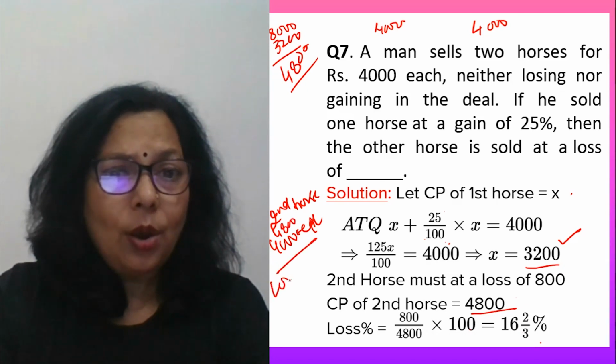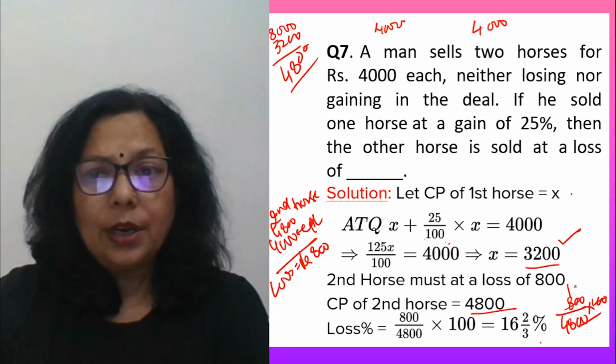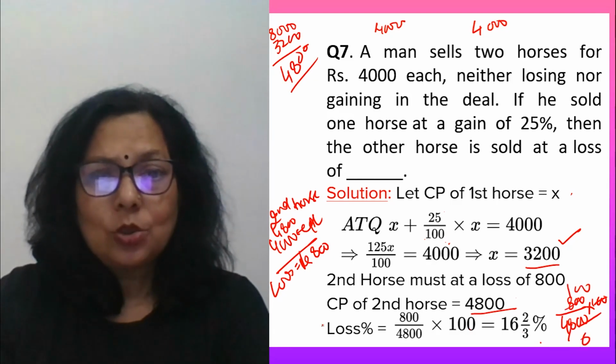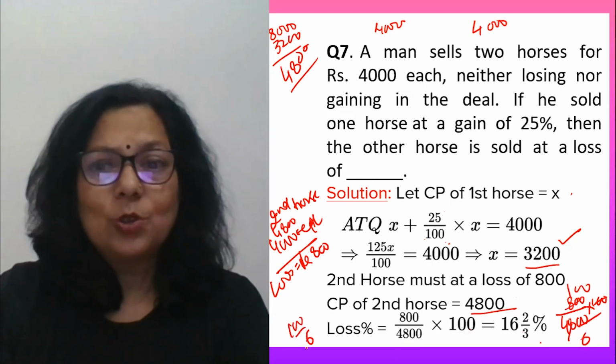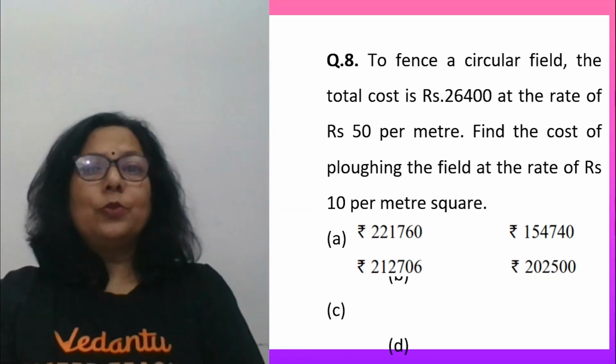So what is the loss? Loss is rupees 800. So 800 upon CP into 100. So you cancel this, you get 8 ones are 8, 6 are. So 100 by 6 gives you 16 2 by 3%. Now let's move to the next question.